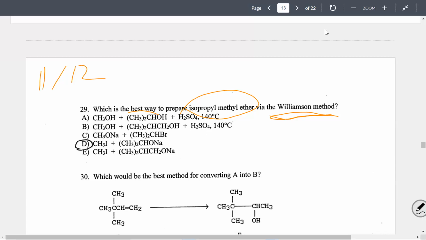You do the backside attack and you kick out the halogen. So actually, this is the SN2 reaction. You need an alkyl halide, yes.